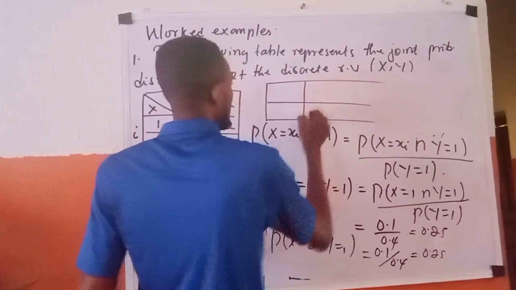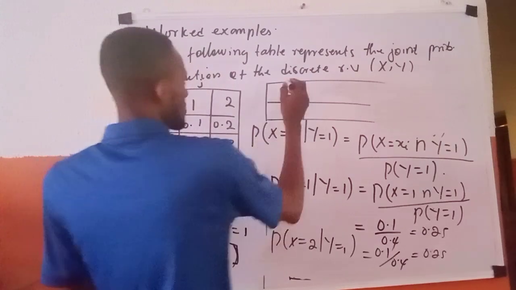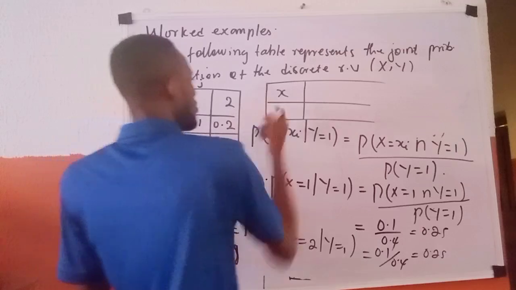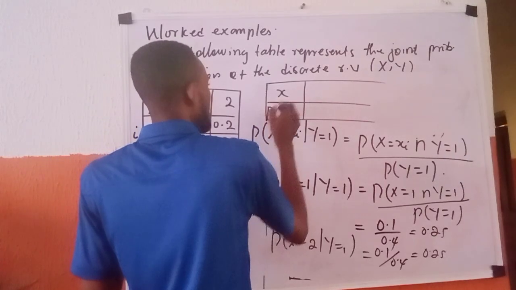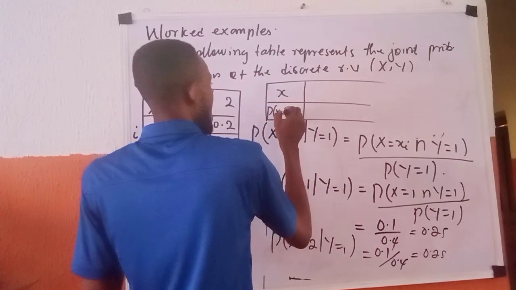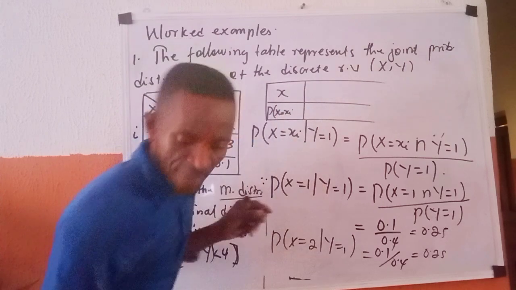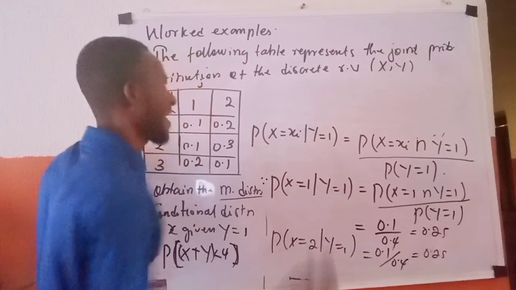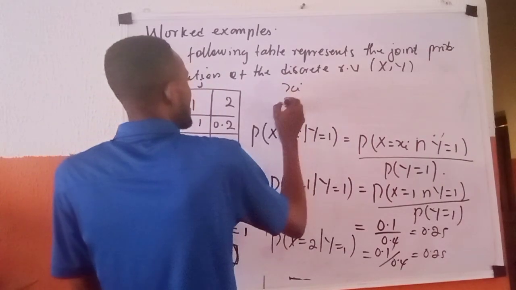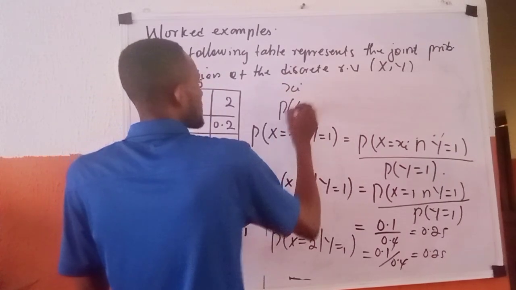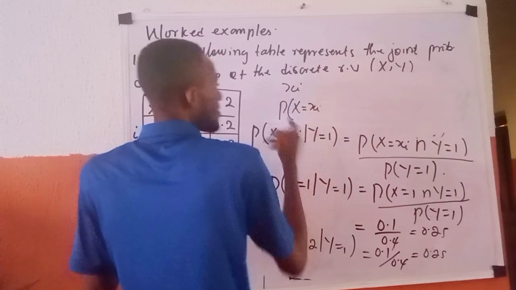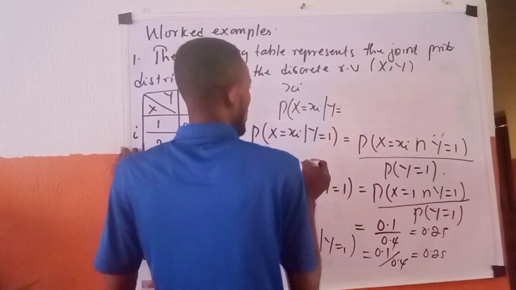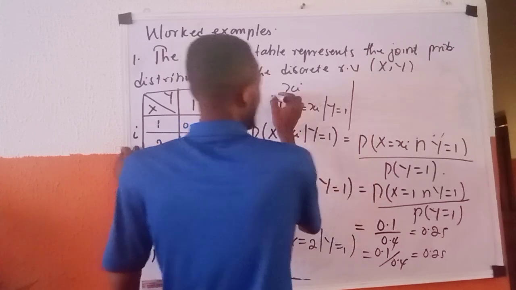So you now have here, so here it becomes what? My x. Here is my x. Then what you're now going to write here is p of x equals xi. Permit me to write bold for you to understand how it is different from the marginal. Here is going to be xi, here is going to be p of x equals xi, given that y equals 1. This is what you are going to write here.